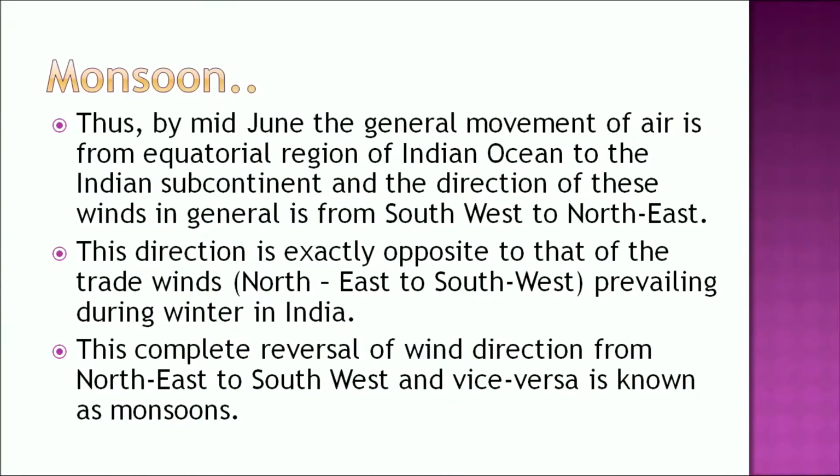Thus, by mid-June, the general movement of air is from the equatorial region of the Indian Ocean to the Indian subcontinent, and the direction of these winds in general is from southwest to northeast. This direction is exactly opposite to that of the trade winds, which is from northeast to southwest, prevailing during winter in India. This complete reversal of wind direction from northeast to southwest and vice versa is known as monsoons.